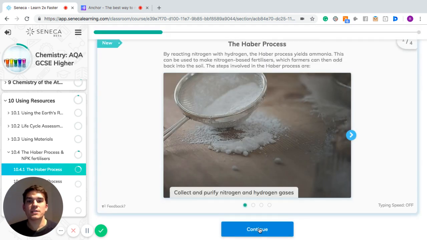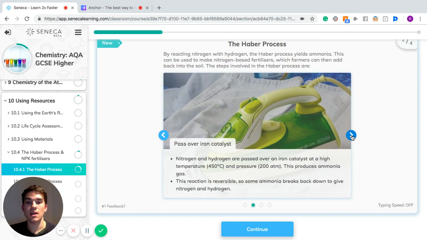So the Haber process, by reacting nitrogen with hydrogen, yields ammonia. This can be used to make nitrogen-based fertilizers, which farmers can then add to the soil. And the steps are, first of all, they collect and purify nitrogen and hydrogen gases. Then they pass it over an iron catalyst.